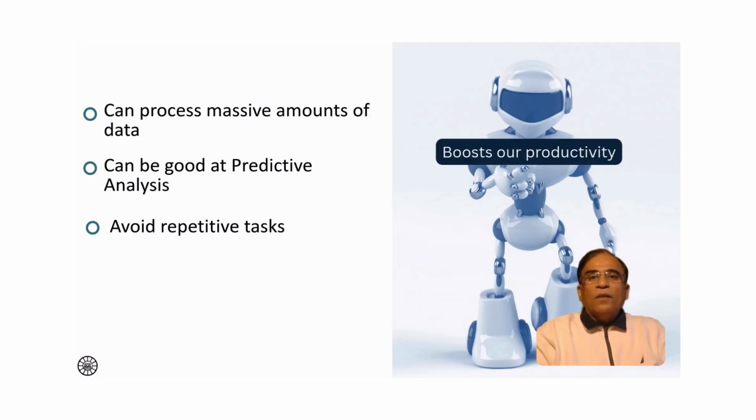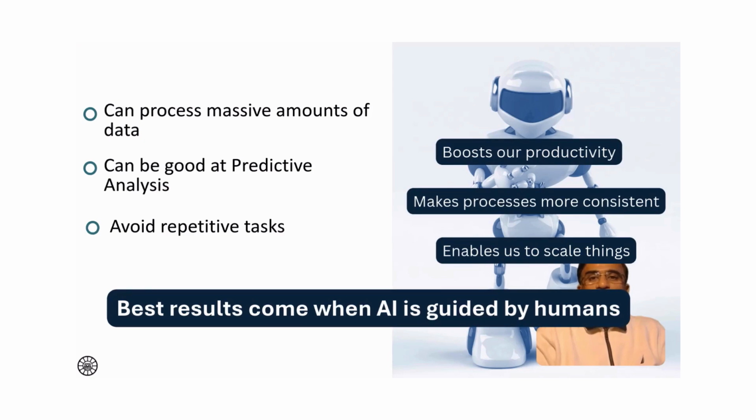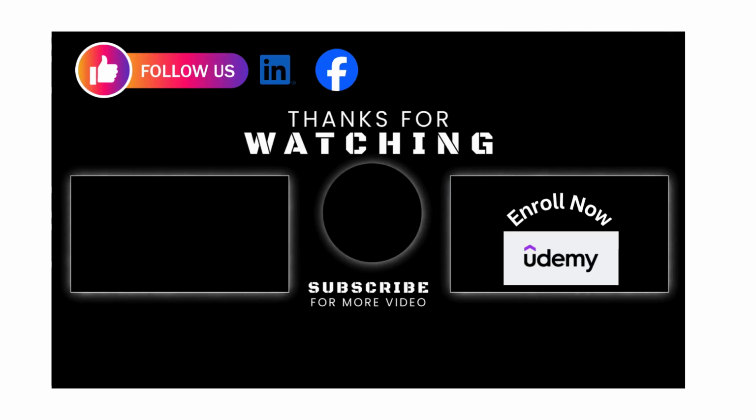Used wisely, AI boosts our productivity, makes processes more consistent, and enables us to scale things that would otherwise be too complex or time consuming. That's why it's so important to keep humans in the loop, guiding AI, correcting its course, and making the final decisions.